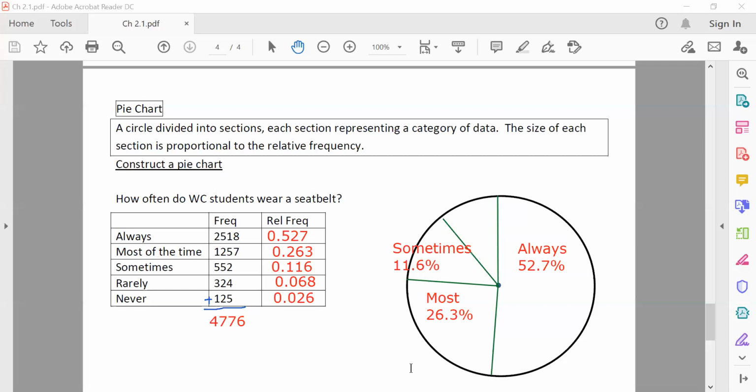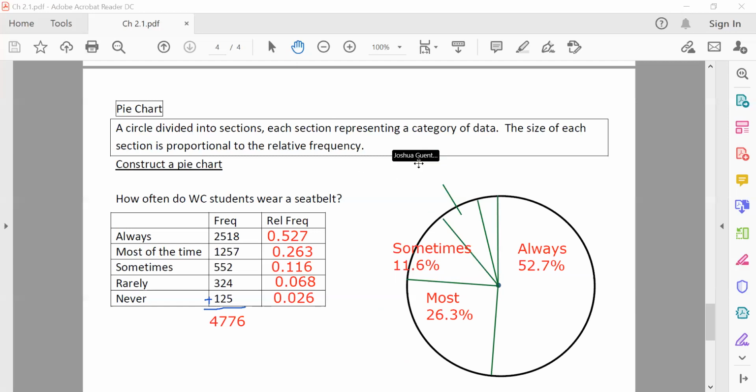That's okay. 11.6% for sometimes. And now you can see that's starting to get a little bit sloppy. So what we can do here is draw this left, and then draw a line and point to this next one. So I have plenty of space. I can put things around it, and I'm going to say rarely, and that's going to be about 6.8%.